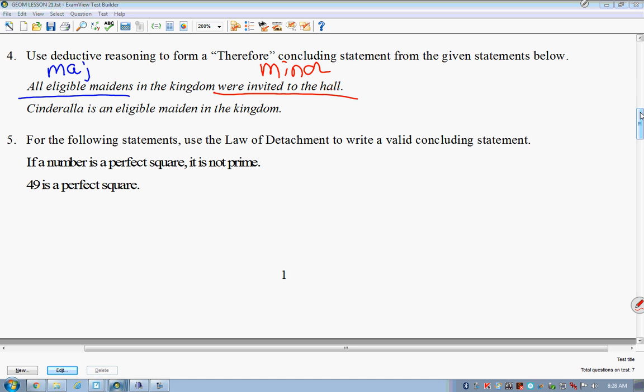Okay? Cinderella is an eligible maiden in the kingdom. Are we attaching my next statement to the major or the minor? The major, right? Because she's an eligible maiden. Okay? Therefore, what? What's my therefore statement? Therefore, she will be invited to the hall. Which should be ball, but whatever.